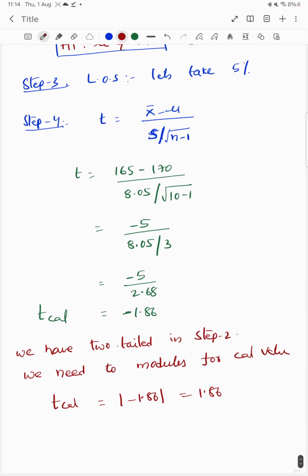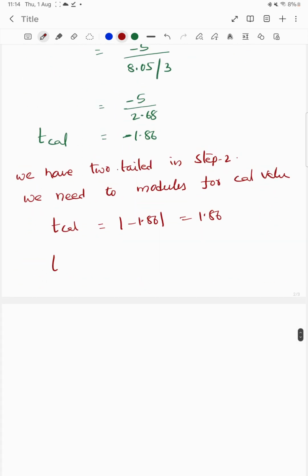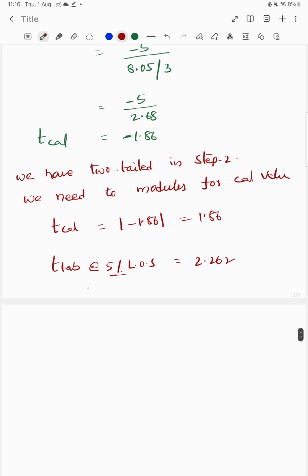This will give us 1.86. Now we have to take the table value. So T tab at 5% LOS is equivalent to... you can download the T table from Google. At 5% LOS, the degrees of freedom is n minus 1, that is sample size 10 minus 1, so 9. At 9 degrees of freedom, at 5% level of significance, the table value is equal to 2.262.